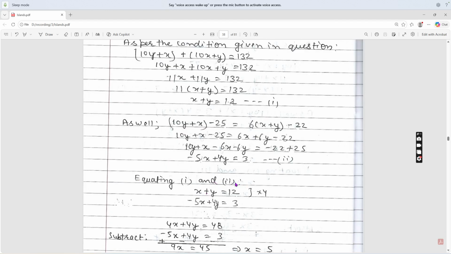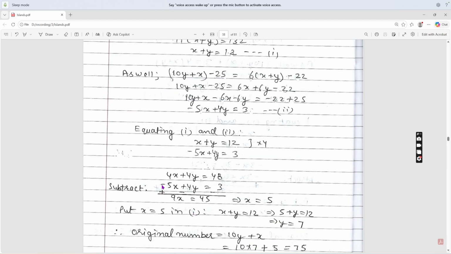Now we are going to equate equation 1 and 2. What is the first equation? x plus y is equal to 12. What is the second equation? Minus 5x plus 4y is equal to 3. Now we are going to multiply the first equation by 4 in order to make the coefficient of y equal. 4 into x is 4x. 4 into y is 4y. 12 into 4 is 48. And here we are going to copy paste minus 5x plus 4y is equal to 3.